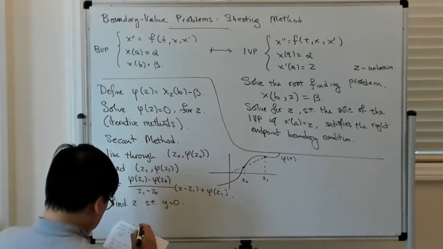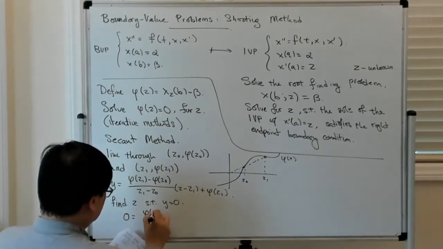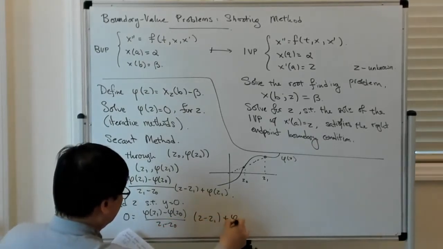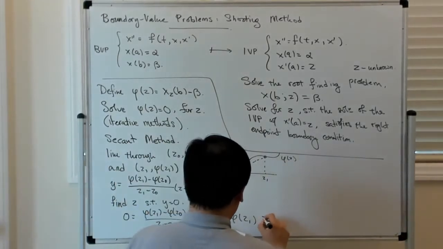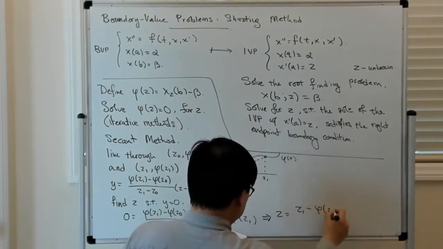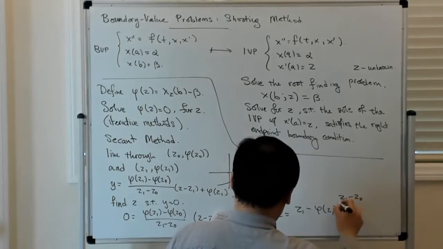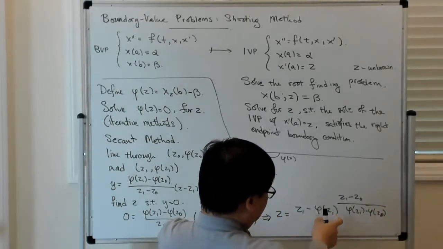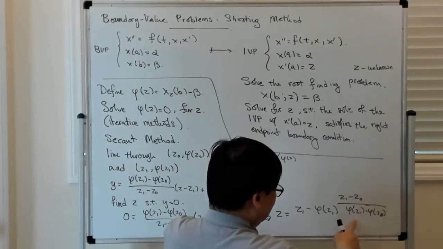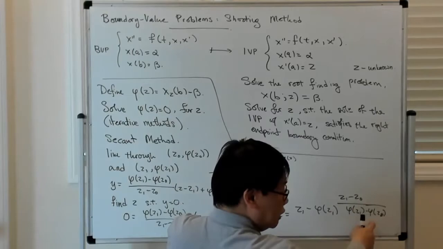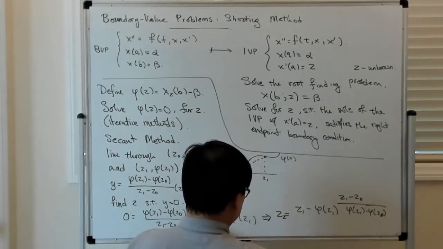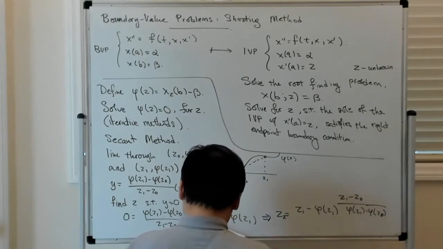So that gives me that 0 is equal to (phi z1 minus phi z0) divided by (z1 minus z0), times (z minus z1), plus phi z1. This tells me that z is equal to z1 minus phi z1 times (z1 minus z0) over (phi z1 minus phi z0). So this is really like the Newton update, where this is the residual error, and this is the approximation of the reciprocal of the derivative. It's an iterative method. This is what I'm going to call z2. Based on z0 and z1, I can get z2, and then based on z1 and z2, I can get z3, and I can keep iterating this.